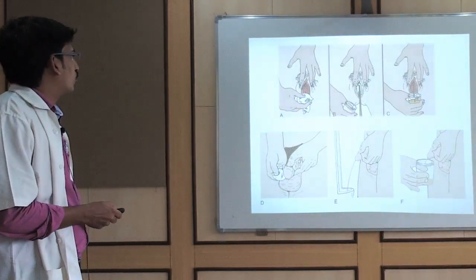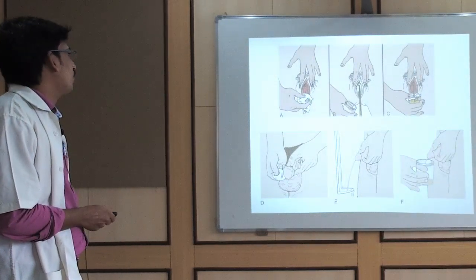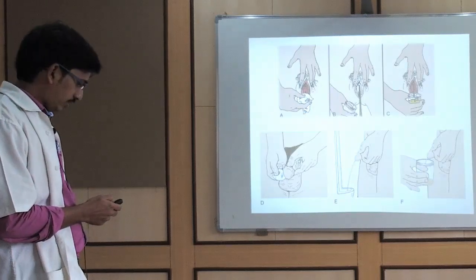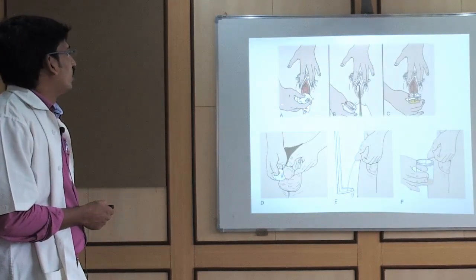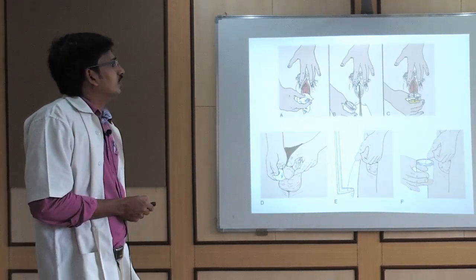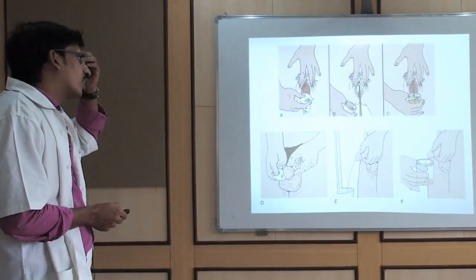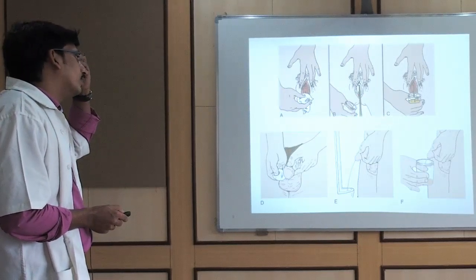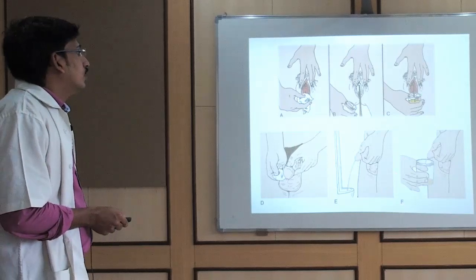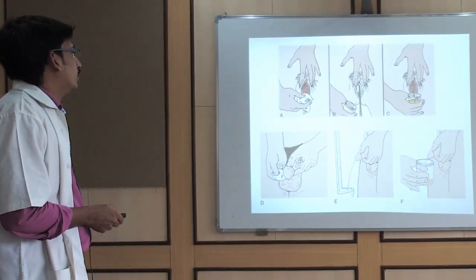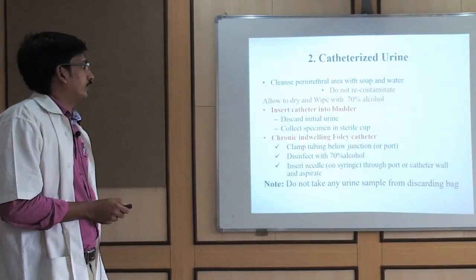See, this is a pictorial representation of how to collect a urine sample. First clean your periurethral area with soap and water, then pass initial urine into the toilet, then collect the middle portion of the urine. Okay, then close it properly, then label it and send it to the laboratory.